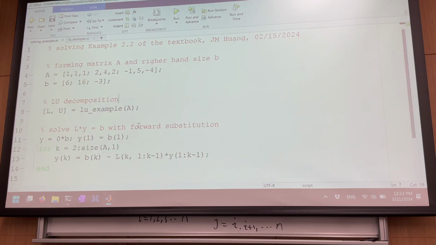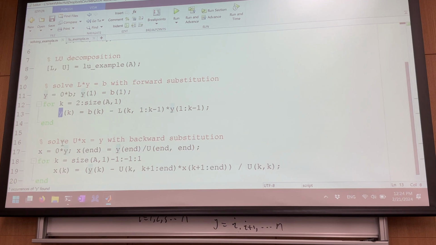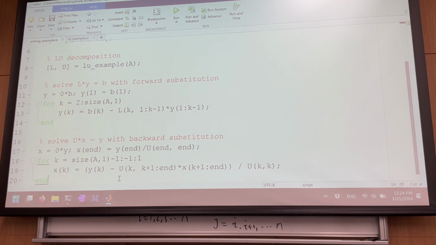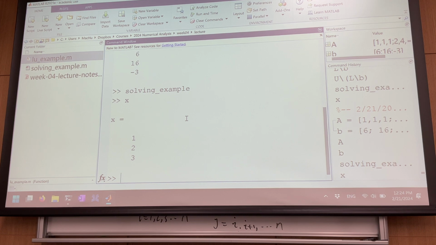In this case, I know matrix A, so I do an LU decomposition. I know the L matrix and the U matrix. Then I go through forward substitution to solve L times Y equals B, which is what I talked about earlier. So I solve for the Y vector and get all the values of Y. Then I solve U times X equals Y by backward substitution, and after doing that you should get your solution. If I run this code, it takes no time, and you can see X is 1, 2, 3, which is the answer to this problem. I don't know what the homework will be yet, but you're probably going to do some similar problems.